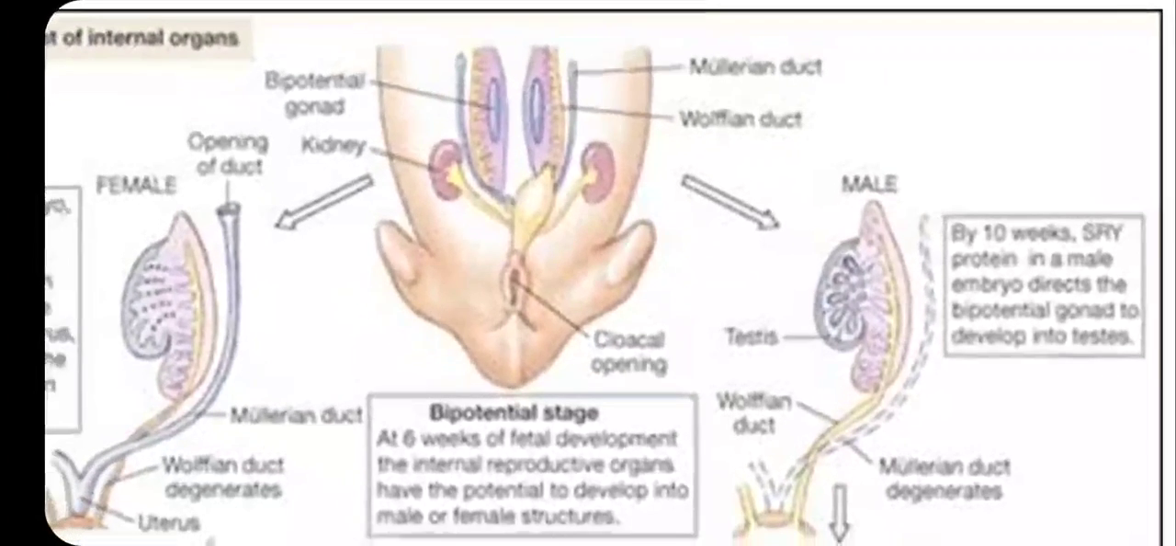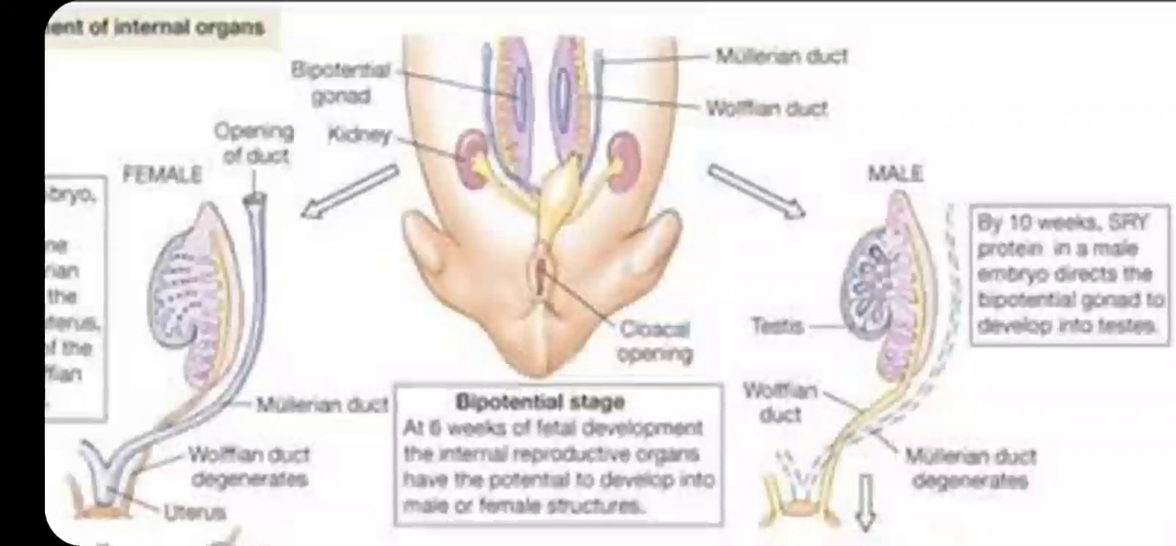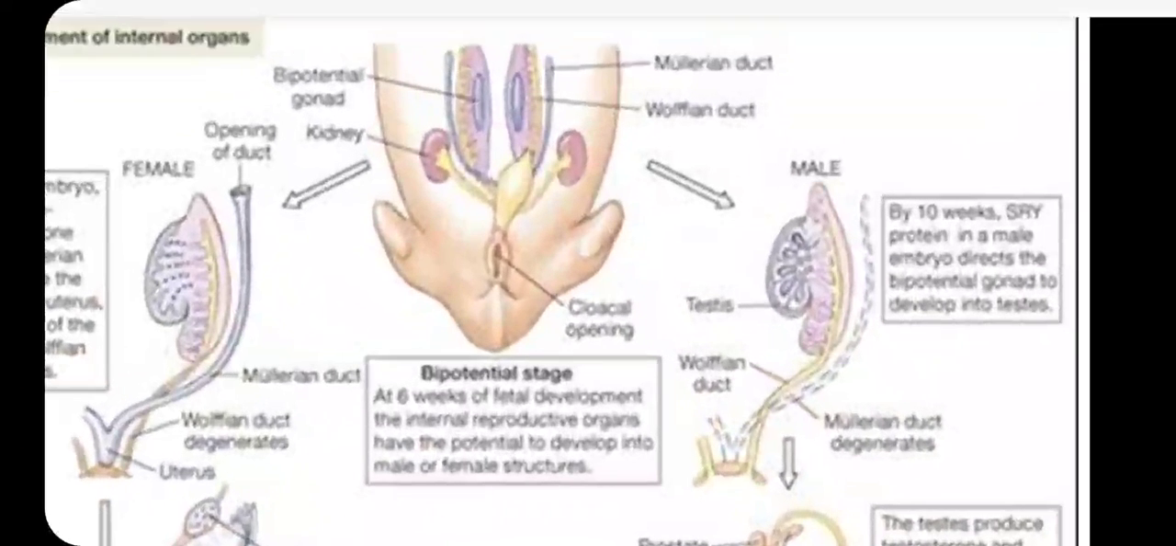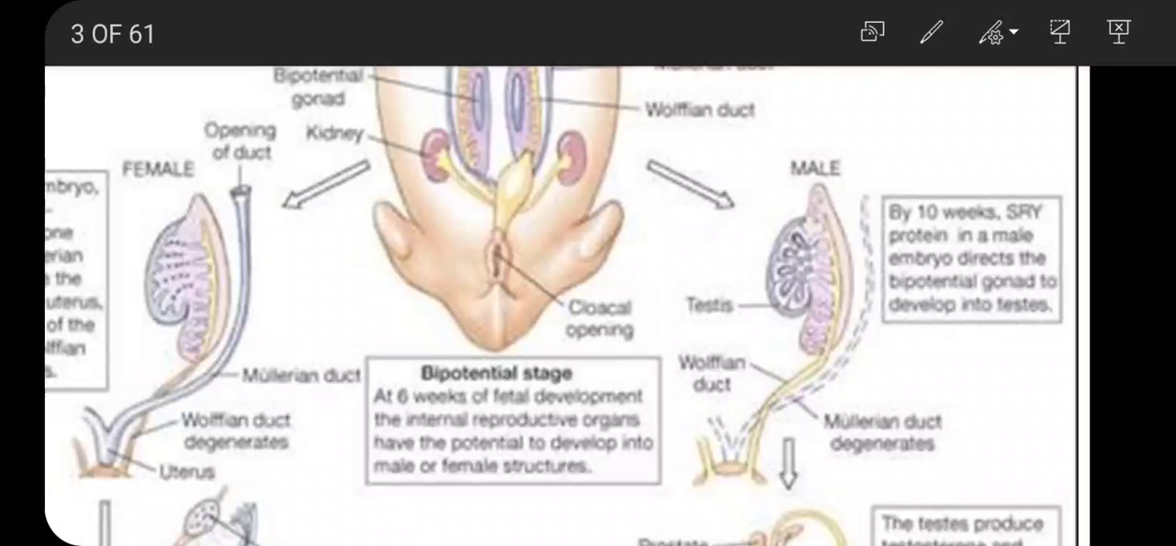So what happens in the male, like we said: the SRY protein is produced from the Y chromosome, and that directs the gonad to form the testis. From there testosterone as well as the Mullerian inhibiting factor, or Mullerian inhibiting hormone, is produced. The Mullerian ducts degenerate, and the male ducts start developing. The Wolffian duct develops into the male ductal system.